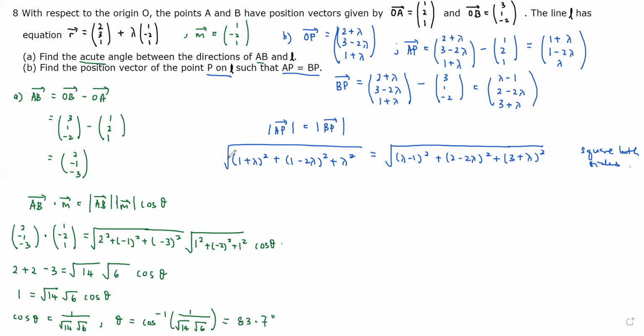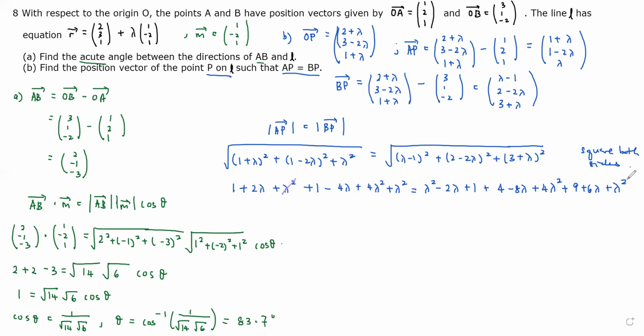Then we expand whatever is under the square root. That will give us 1 plus 2 lambda plus lambda squared plus 1 minus 4 lambda plus 4 lambda squared plus lambda squared. Then we do the same for the right. So we have lambda squared minus 2 lambda plus 1, lambda squared minus 2 lambda plus 1, plus 4 minus 8 lambda plus 4 lambda squared, plus 9 plus 6 lambda plus lambda squared. Let's look at this.